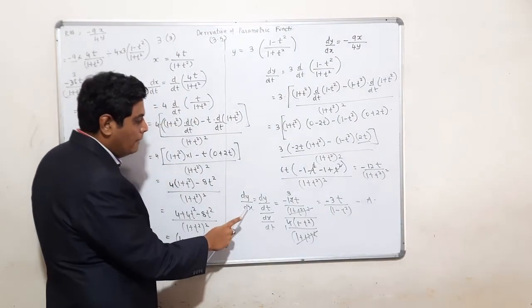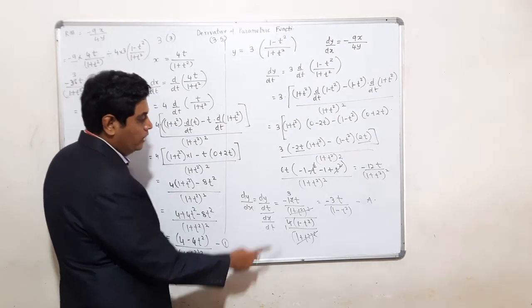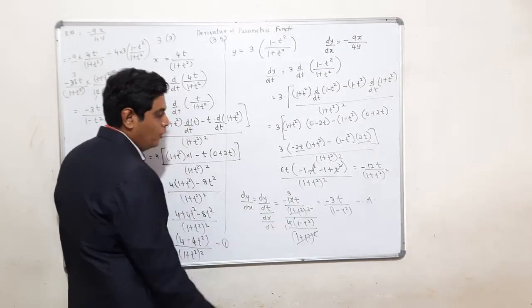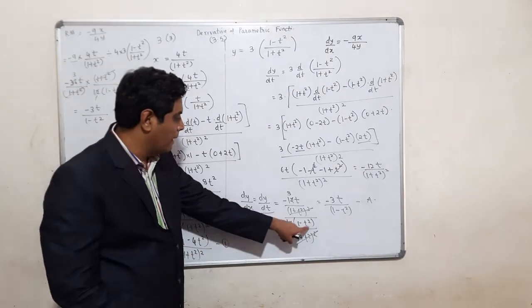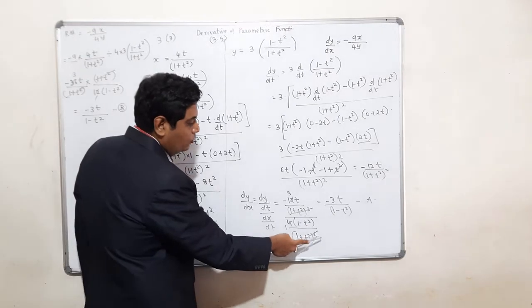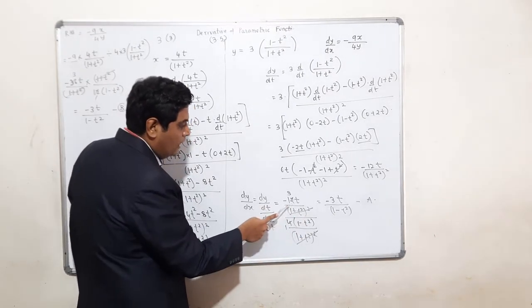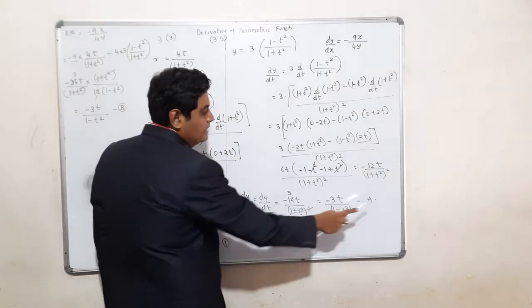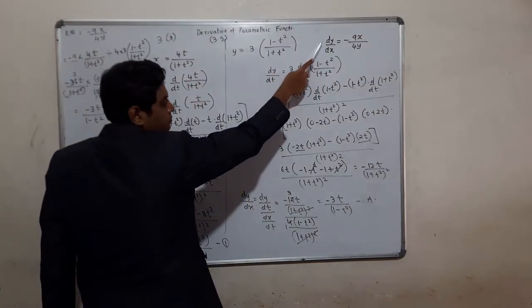So what do you get? dy by dx will be dy by dt divided by dx by dt. So dy by dt is nothing but minus 12t upon 1 plus t square the whole square, divided by, I take this 4 common, so 4 into 1 minus t square divided by 1 plus t square the whole square. Both of them get cancelled. 4 ones are 4, 4 threes are 12. So the answer is minus 3t upon 1 minus t square. I name this as A. This is my left hand side of the question.